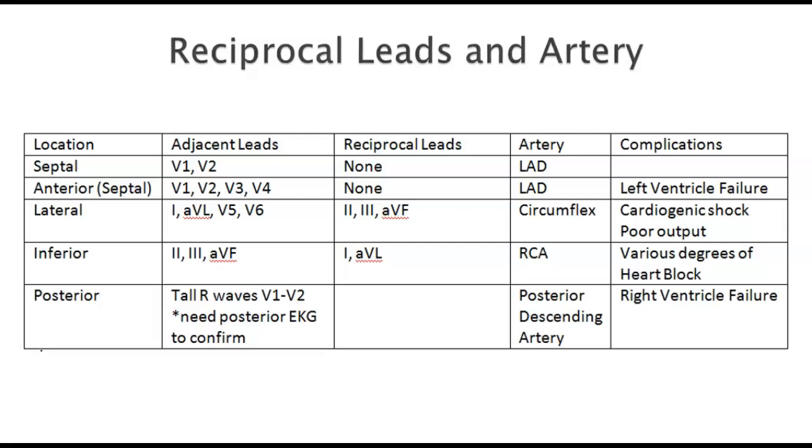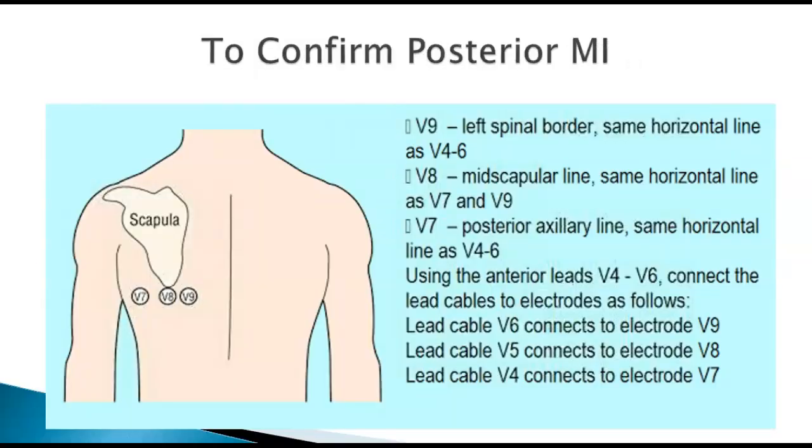We can do a posterior MI. If we think they're having a posterior MI, we can do a 12-lead EKG and make it into a 15-lead EKG. And I'll show you that in the next slide. So let's just say they think they have a posterior MI.